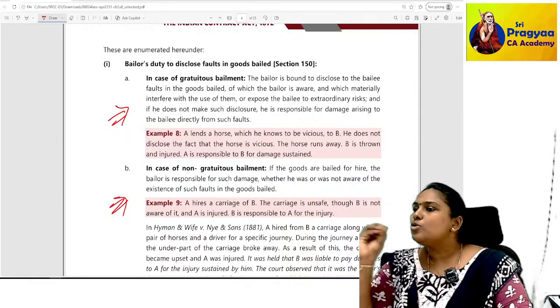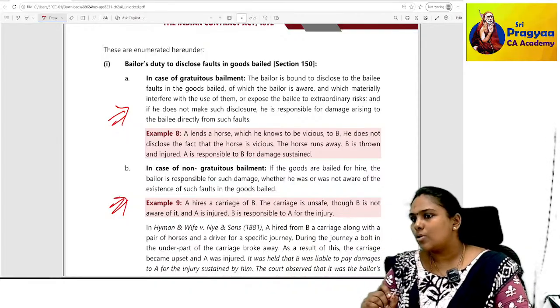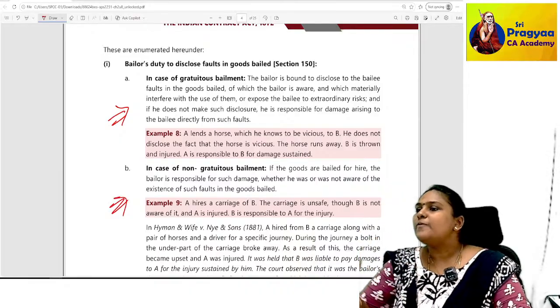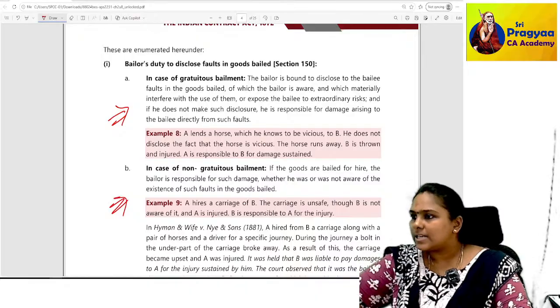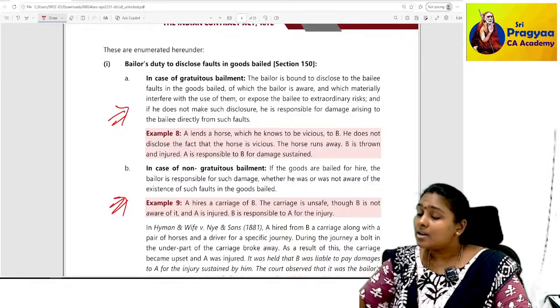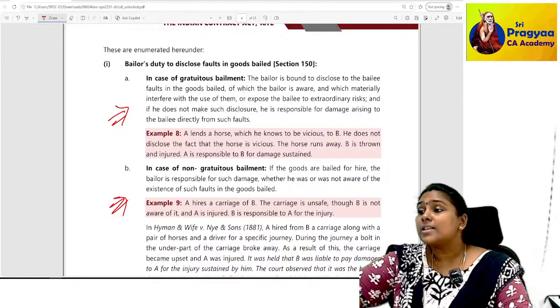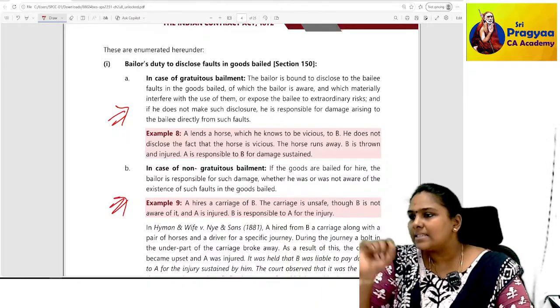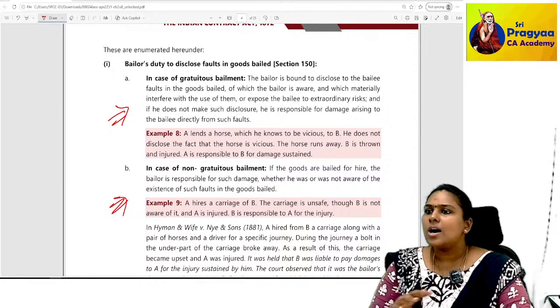Simply, whether you know it or not is the question. Okay, first of all you are giving it for free. When you give it for free, if you know about the fault and you did not say, and because of that some loss comes, you should bear it. As simple as that. Second one, non-gracious.